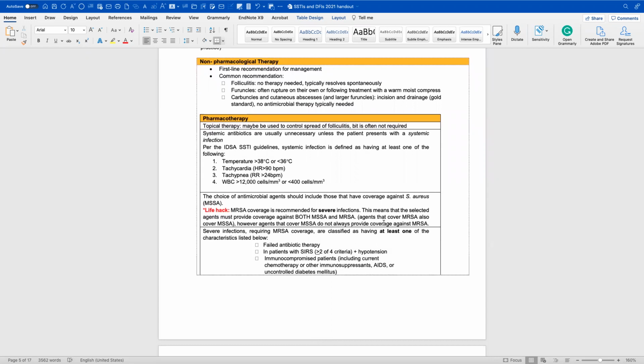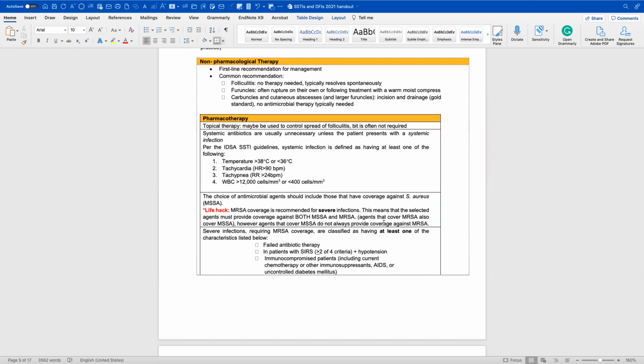So when we are treating these types of infections, in the event that you don't have any indication that the patient may have some type of MRSA infection, which we will go through, then it's fine to use agents that cover solely MSSA, to not involve those that cover MRSA. MRSA coverage is recommended for severe infections. This means that the selected agent must provide coverage against both MSSA and MRSA.